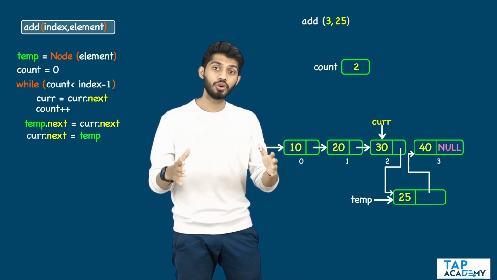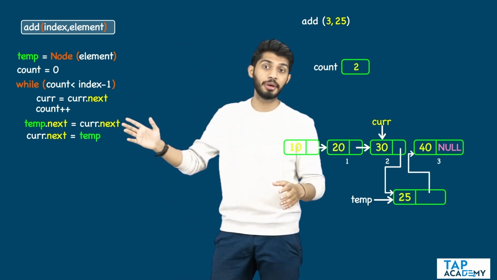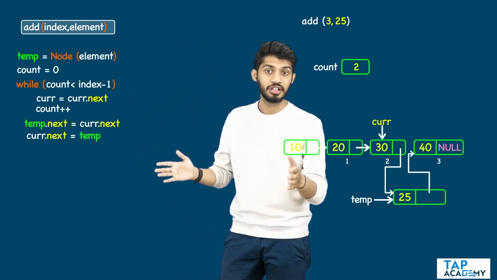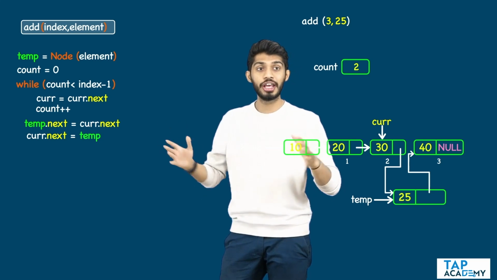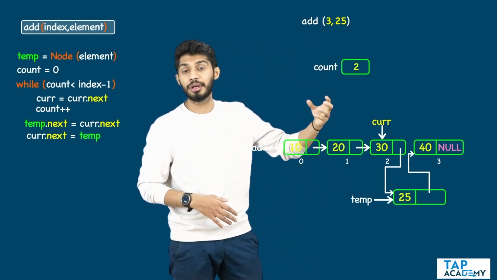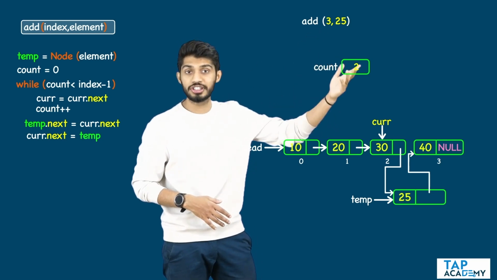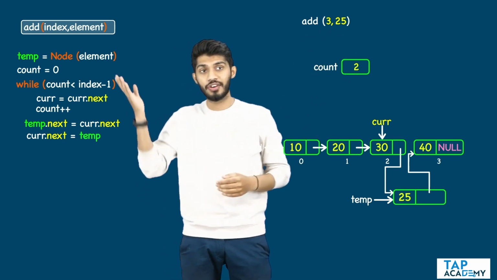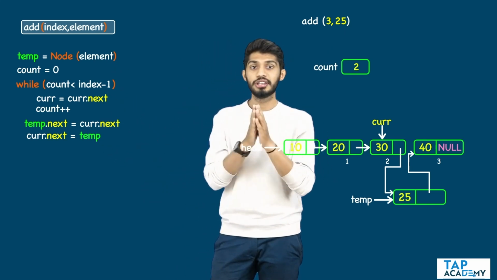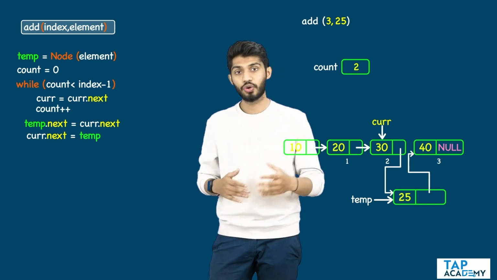Now, if I have to add an element at index 0, it is very simple. We have already written a method called add first, so that's the method I need to call. All I need to do is check whether the index where I am placing the element is 0 or not. If the index is 0, then I will call add first and pass the element, or else I will run this logic. I hope this is completely clear to you. So, let's go and write the code for this.